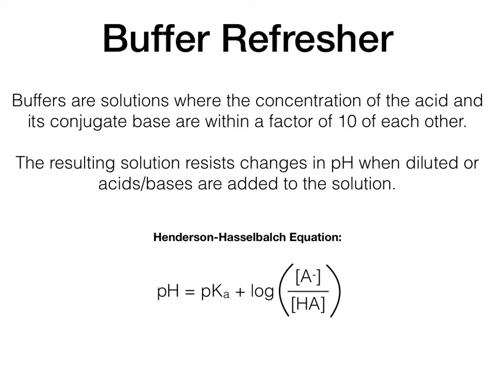Just a reminder, buffers are solutions that have both weak acid and conjugate base within similar concentration ranges. So the concentrations are within a factor of 10 of each other. And the resulting solution resists changes in pH when diluted or when acids or bases are added to the solution. And we can calculate buffer pHs based upon the Henderson-Hasselbalch equation. And remember that these concentrations are initial concentrations, which is what makes this an approximation, but a very good approximation.